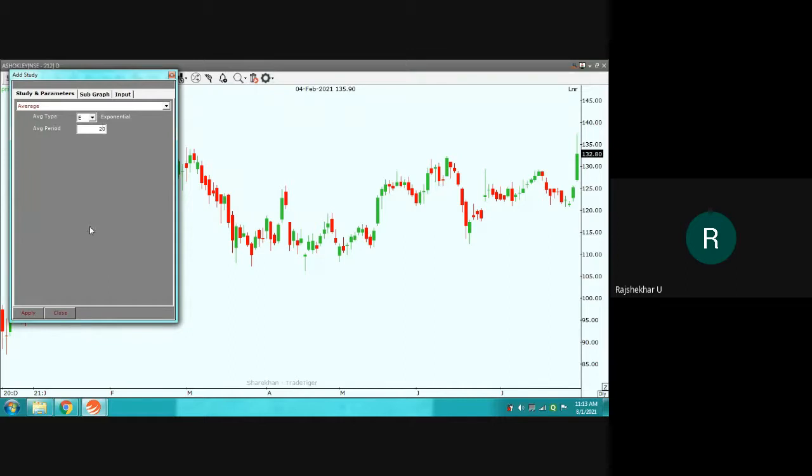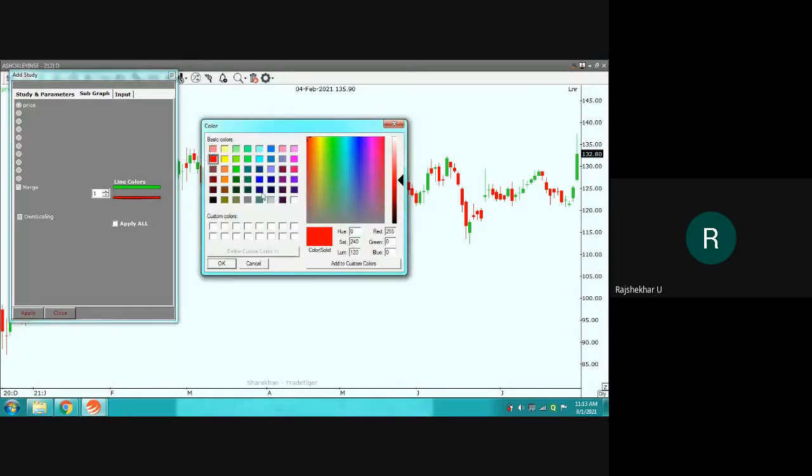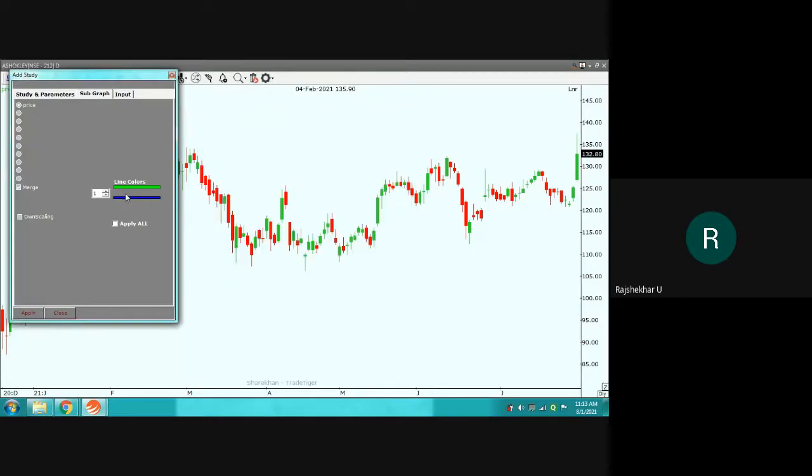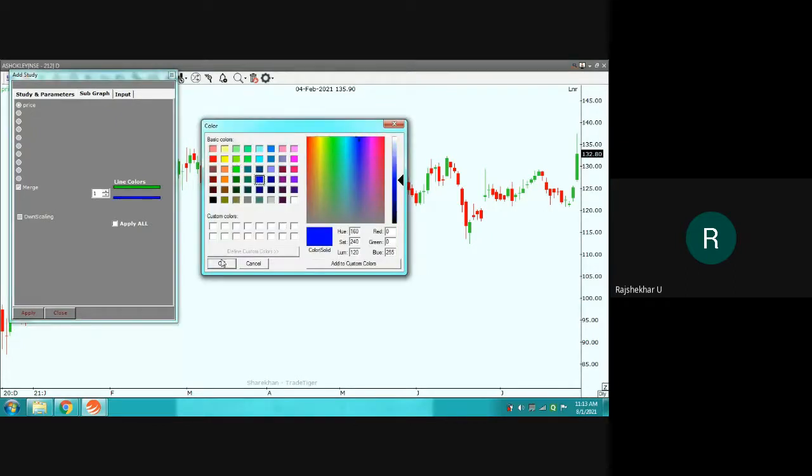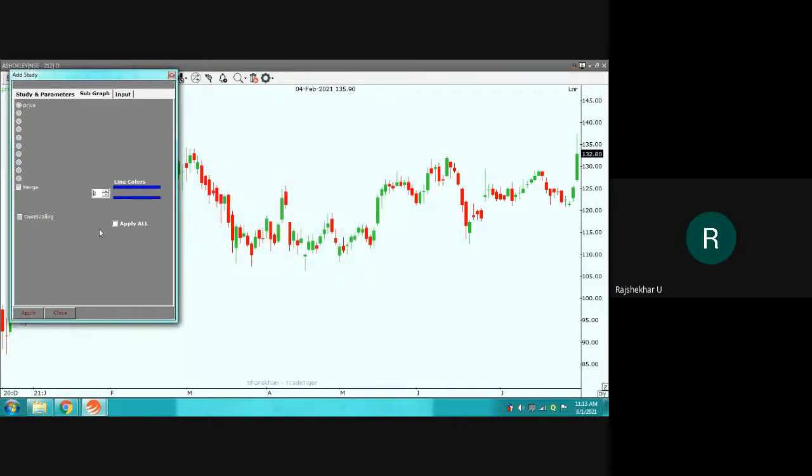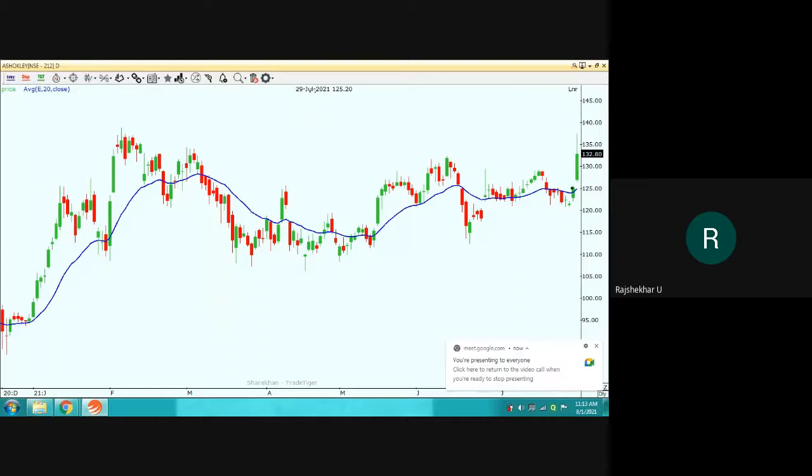In simple, they will just take the summation of 20 candles divided by 20. But in exponential, they will add some more parameters. So we'll not go into the calculation part. We'll just keep it simple. This is the moving average line setting. You can change the color as you want. You can increase the thickness as well. So if I say apply, the setting will be applied. So you can see the setting.